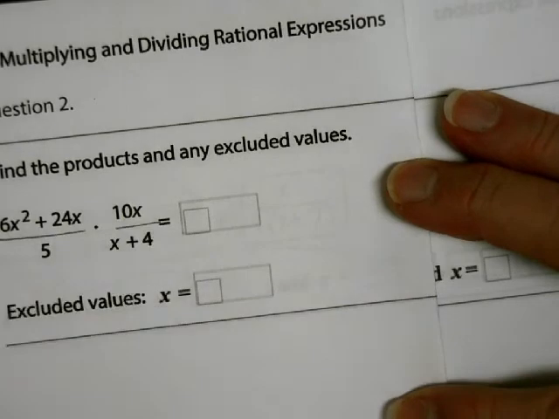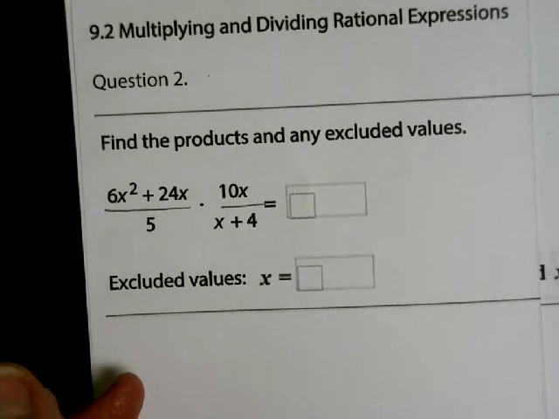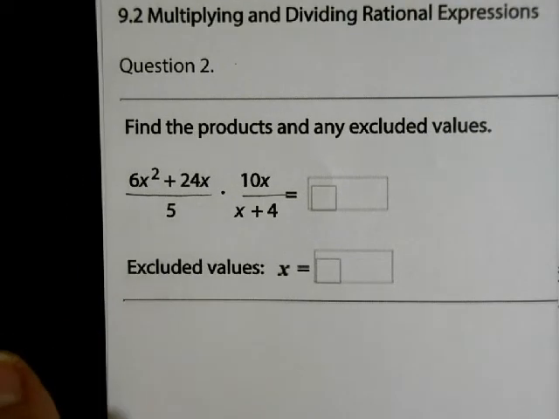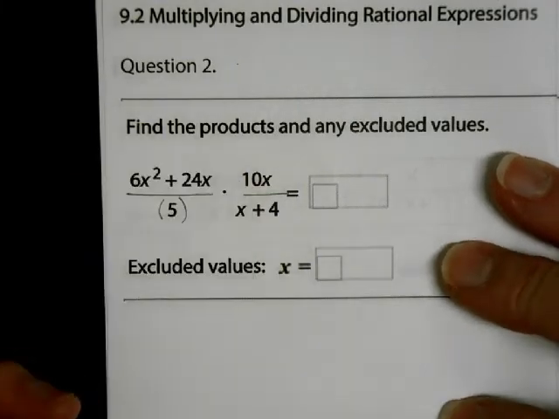This is two fractions. 6x squared plus 24x in the numerator over 5 in the denominator. 10x in the numerator, x plus 4 in the denominator. So factor, factor, factor. Okay, 5 is already a factor.